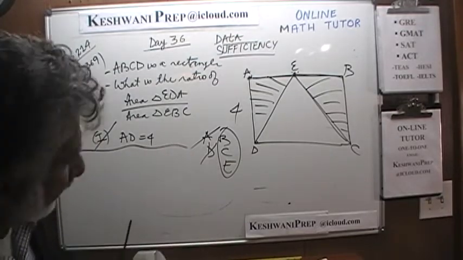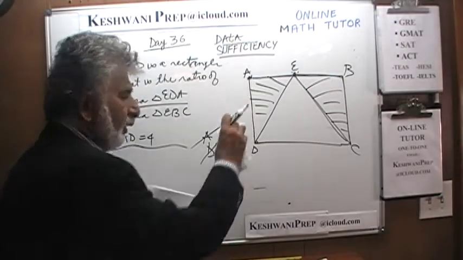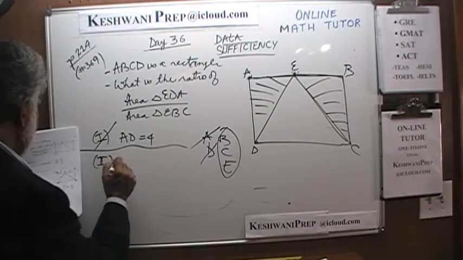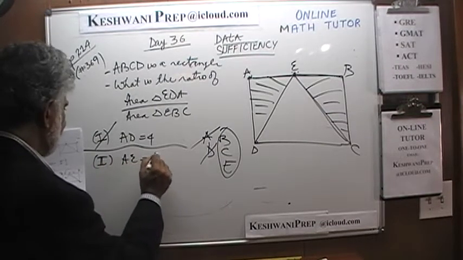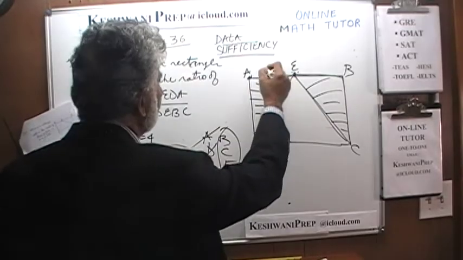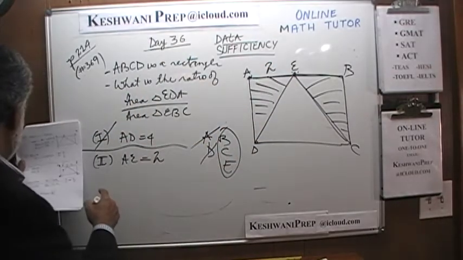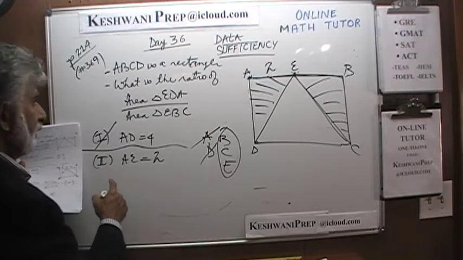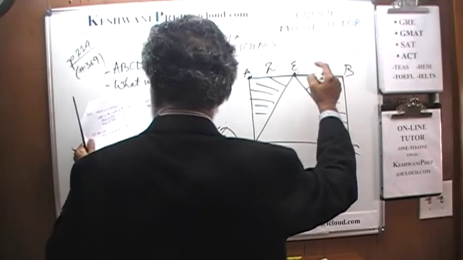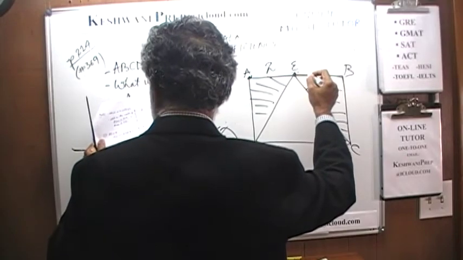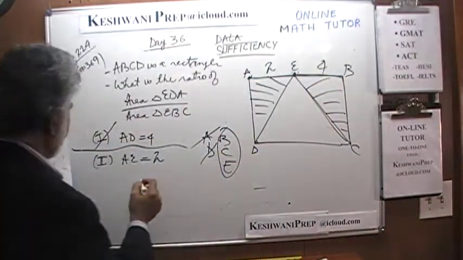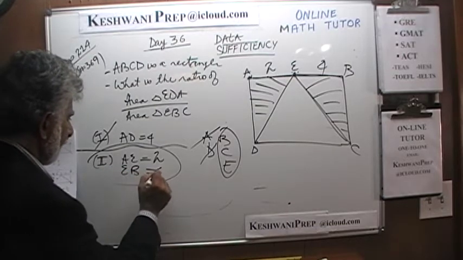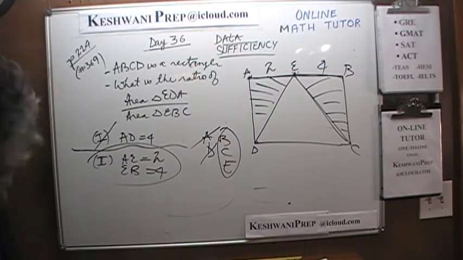When we look at the second statement, this information no longer exists. The second statement tells us that A to E is 2, and E to B is 4. Let's see what we can do.